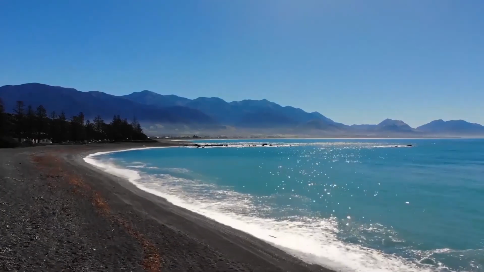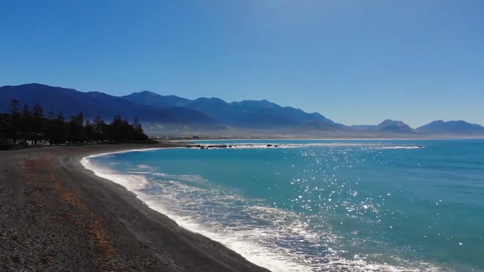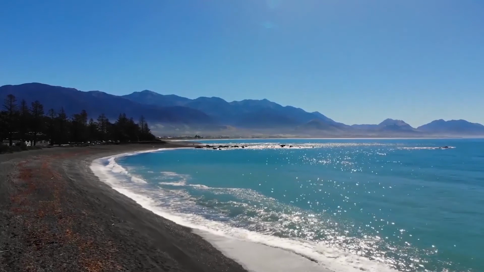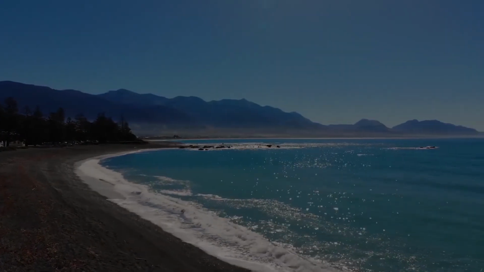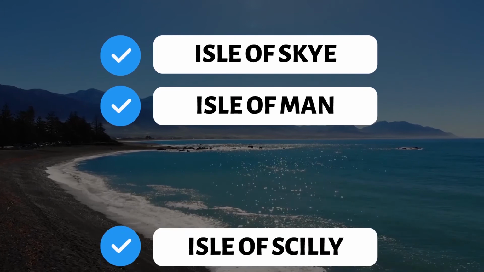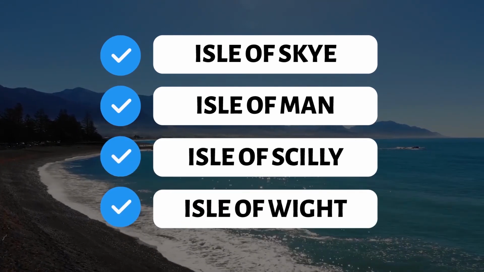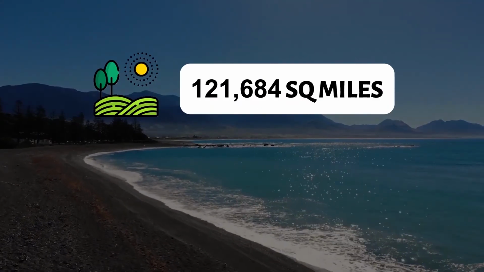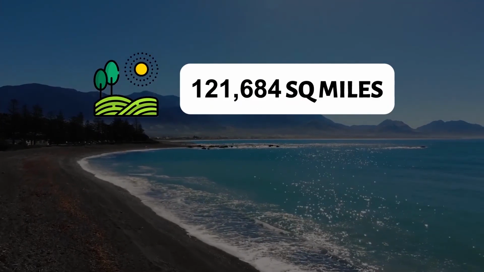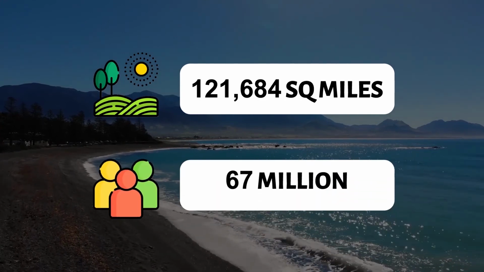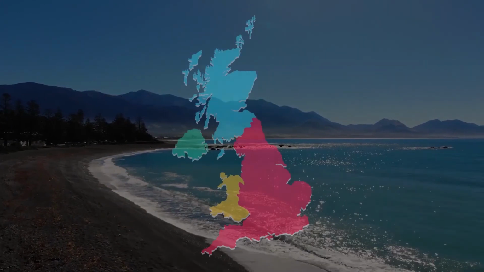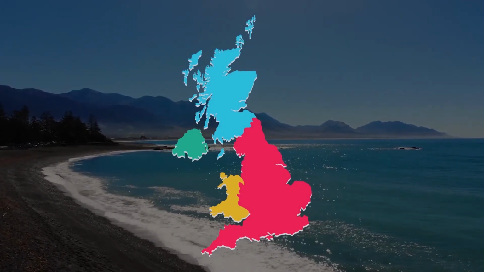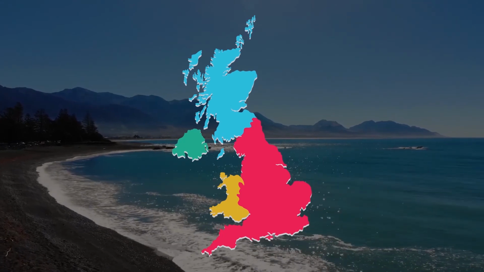Then what are the British Isles? The British Isles is a collective term used for Great Britain, Ireland and over 6,000 smaller islands that surround them. This includes the likes of Skye, Isle of Man, Isle of Scilly and the Isle of Wight. The British Isles covers an area of 121,684 square miles, with the Isles having a total population of 67 million people. The British Isles is a rarely used term but can be used to describe all of the islands and countries that sit within English, Welsh, Scottish and Irish sovereignty.